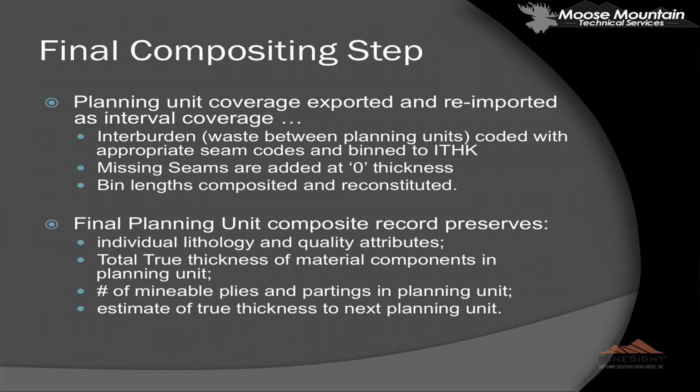Okay, final step. The planning unit coverage is exported and re-imported as an interval coverage again, and then our tagging procedures are run to tag the interburden as the waste between the planning units. It's coded with the appropriate seam code and then binned to an I-thick item in the coverage. Missing seams are added at 0 thickness, and bin lengths and qualities are recomposited.